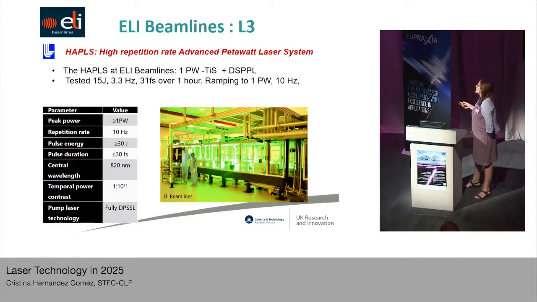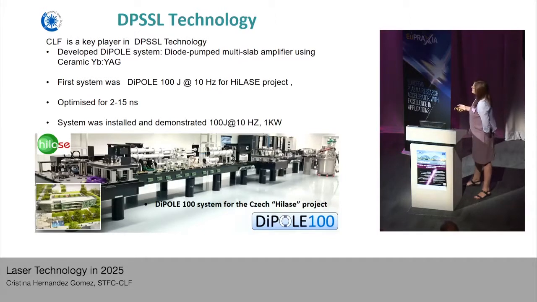And why? Because this system, even though it's based on Ti:sapphire as the amplifier, is using a diode pump as the pump rather than flash lamps. In terms of the DiPOLE technology, the diode pump technology that we have developed in the CLF, we have developed a system capable of delivering 100 joules at 10 hertz for HiLASE. It was optimized for 2 to 10 nanoseconds. This system was built, demonstrated the performance, and is already operating in HiLASE in the Czech Republic.